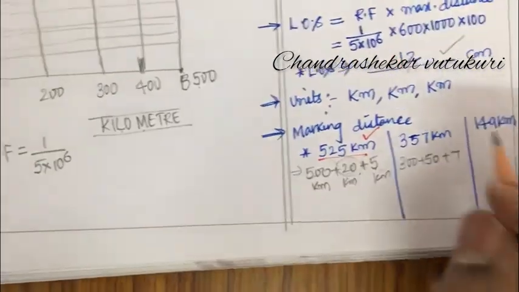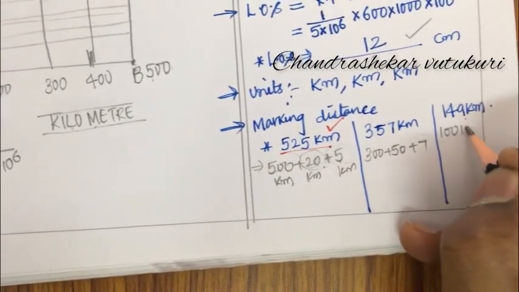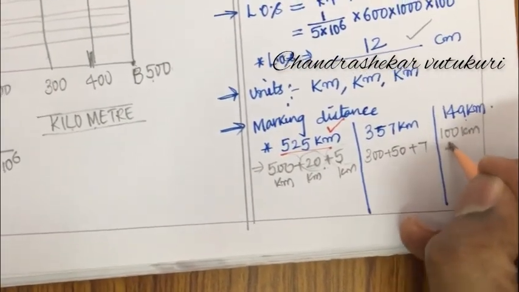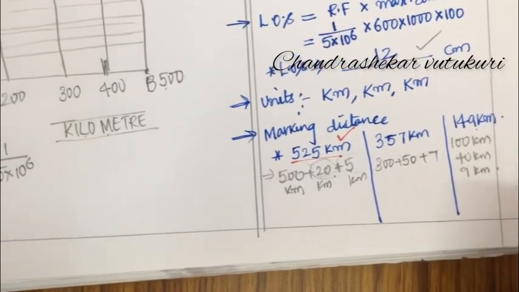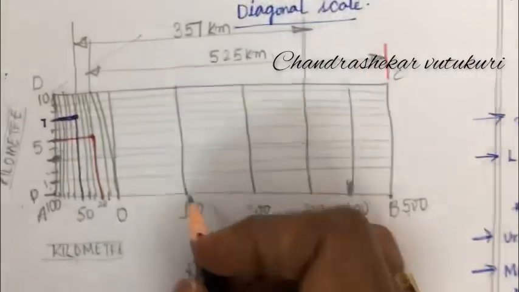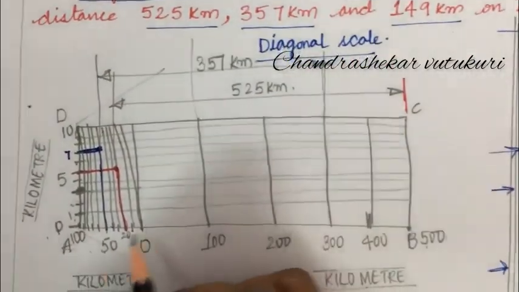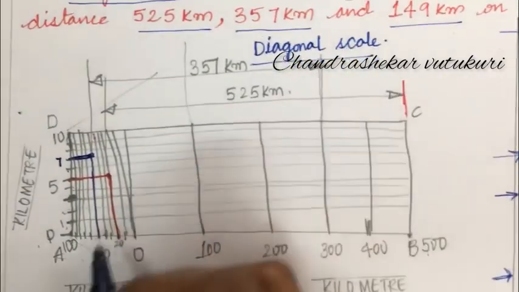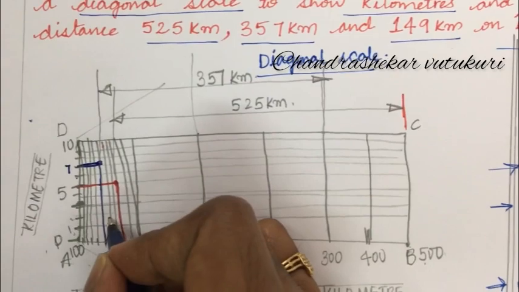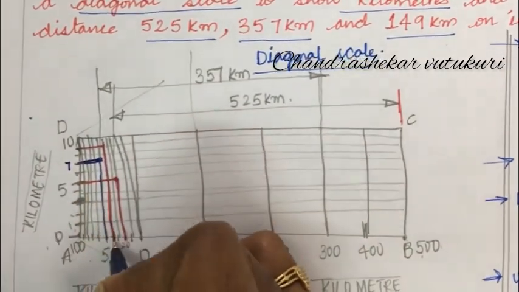And there is one more distance given, that is 149 kilometer, the measuring distance. This is written as 100 kilometer along the main scale, 40 along the secondary scale and 9 along the third unit. So, 149. So, 100 along this, dear students, and 49: 4 along this, 4 along this, 49. 4 along this and 9 here. I hope you are getting how I am working out.